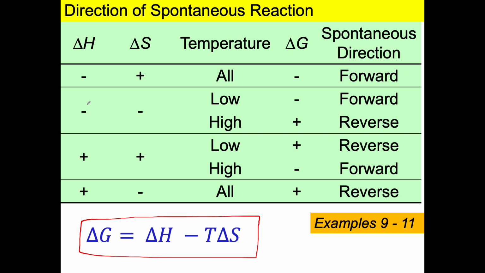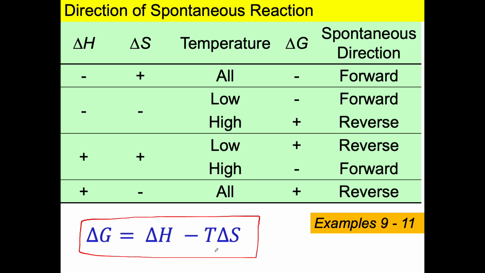And if the signs are the same, both negative or both positive, then it's going to change depending on whether the temperature is high or low, and you can figure that out too. Just set the temperature to 0, and it's going to be the same as whatever the enthalpy is, and it's going to reverse at some intermediate temperature.